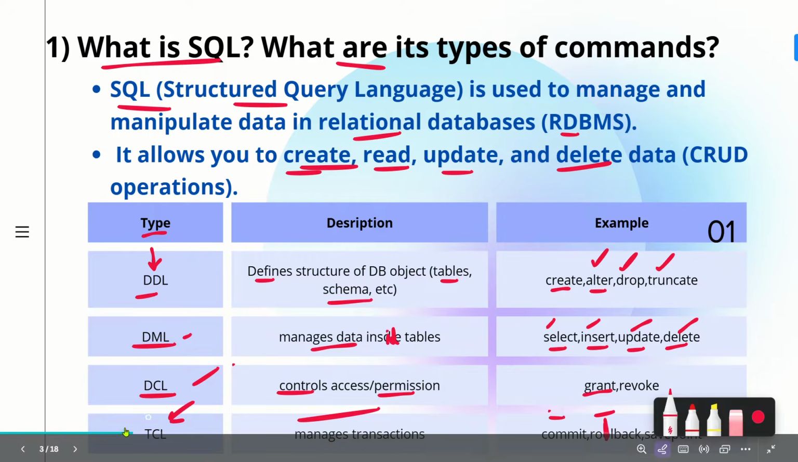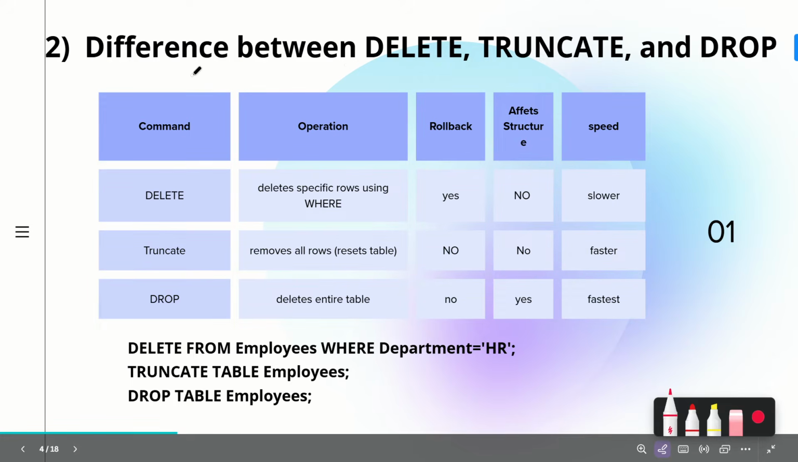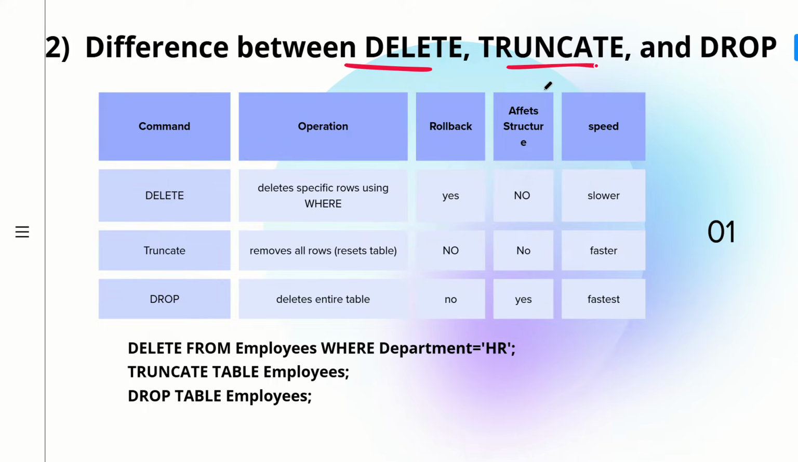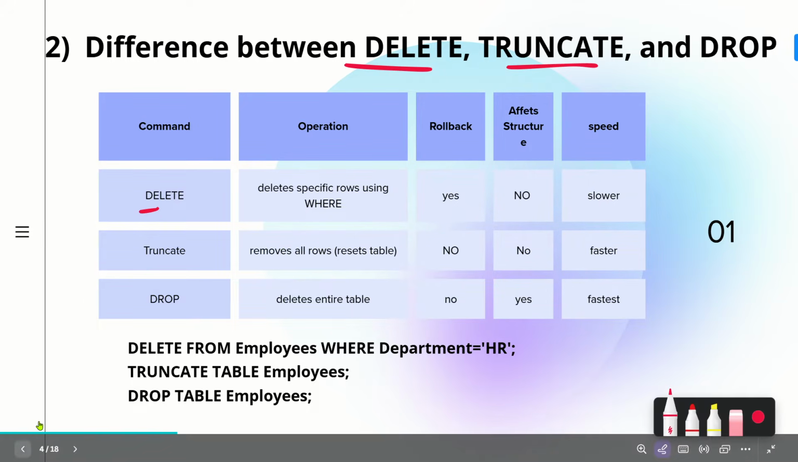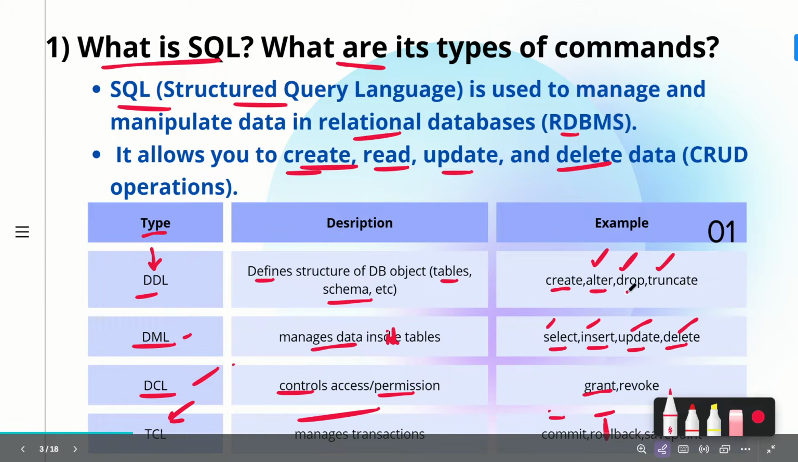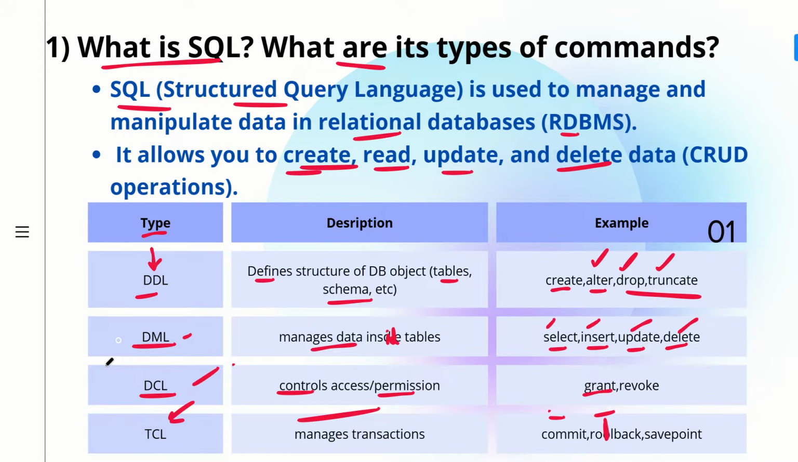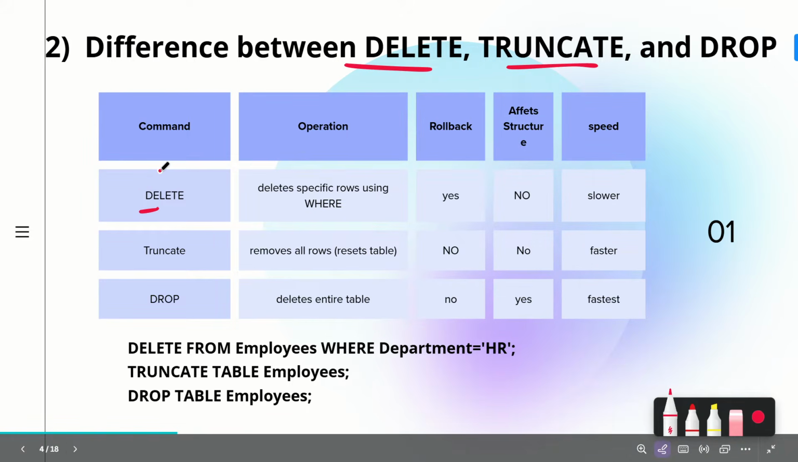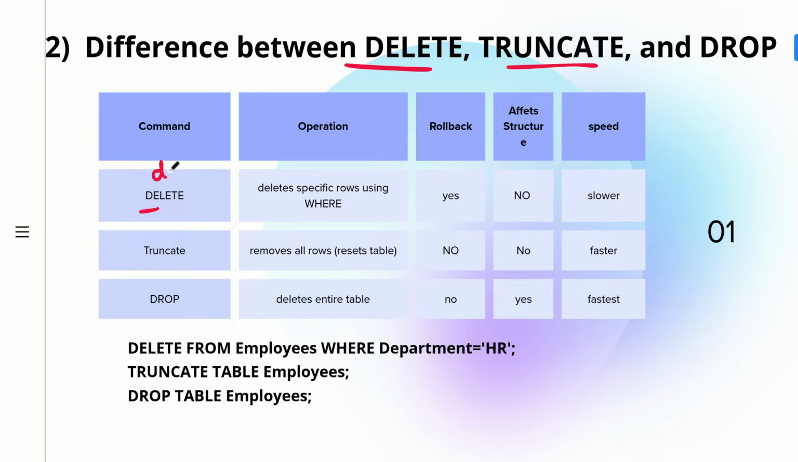Now let's go to our second question: what is the difference between delete, truncate and drop? So these are the commands available: delete, truncate and drop. We will see how each is useful. In the previous question we have seen that drop and truncate come from DDL and delete comes from DML. So here also, the first difference is that delete comes from DML, and truncate and drop both come from DDL.